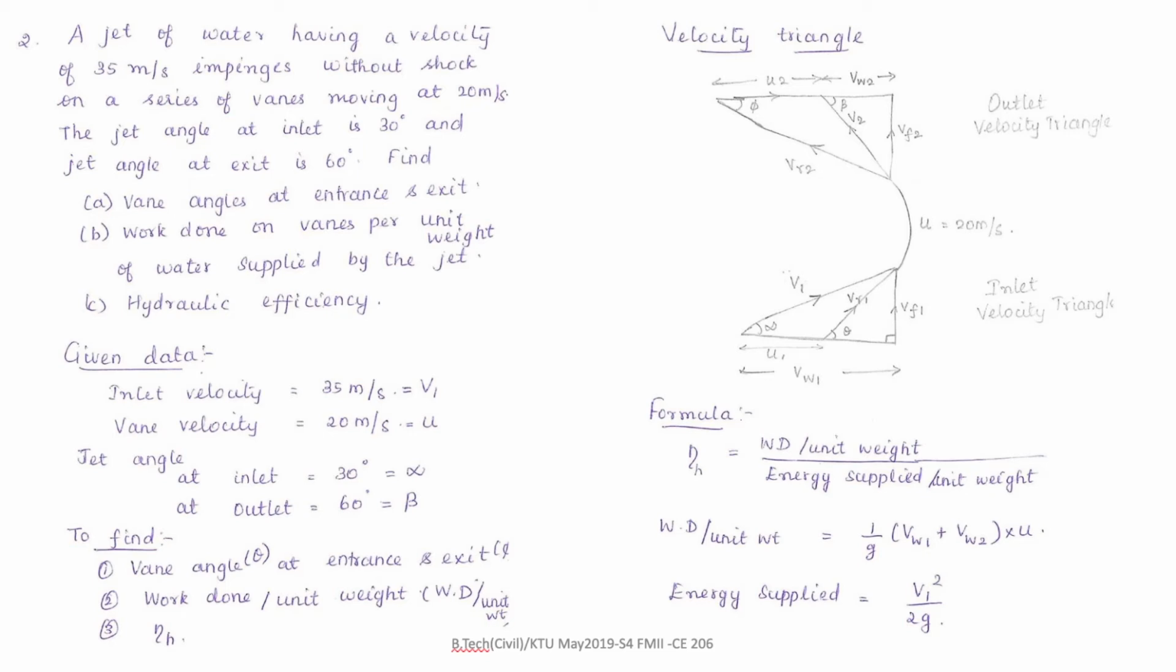Or you can use the tan theta. Tan theta is equal to opposite side divided by adjacent side. So Vf1 divided by VW1 minus U1. So whatever you use, the only thing is you have to find the values for each notation. V1 is given, but we don't know what is VR1, we don't know what is Vf1, we also don't know what is VW1. So with alpha, V1 value and U1 value, you have to find the remaining values. Okay, this is the inlet velocity triangle.